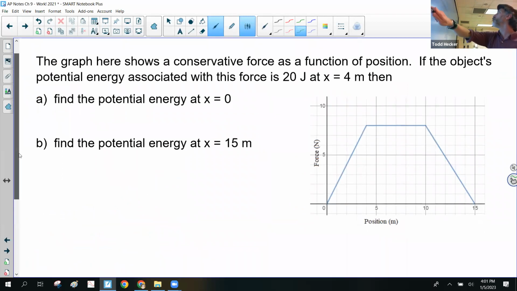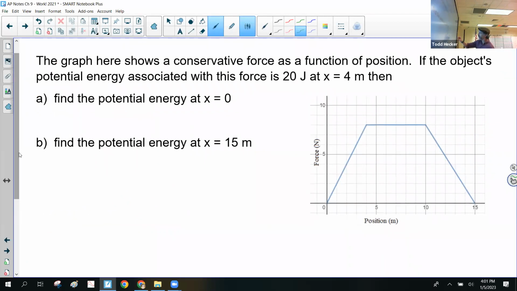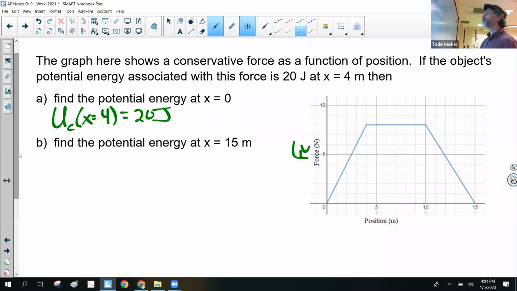All right, so the graph here shows a conservative force as a function of position. So this is my conservative force. This is the position. The object's potential energy at x equals 4 is 20 joules. So we know that the potential energy associated with our conservative force at x equals 4 is 20 joules. And we're trying to find the potential energy at x equals 0. Let's not worry about part B. Part B is basically the same idea.